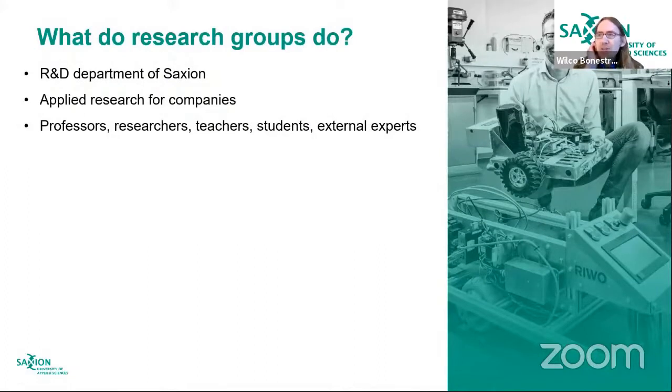So what do the research groups in our university do? Most of the time, if I have to explain what we do, we are the kind of R&D department of Saxion. We do applied research. It means we typically don't work on fundamental questions, but most of the time they are really concrete questions from companies. A lot of them are startups or small businesses.